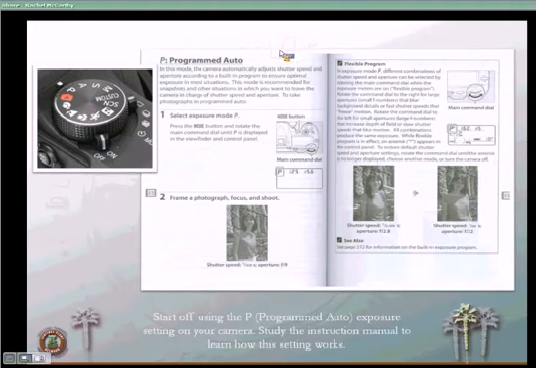What you're going to want to do is, again, go back to your guide and read how your camera handles the programmed auto setting, because it's different on every camera. Some you set with a button, some you set with a dial, some you set in the menu on a touch screen. So just find out how to set it and set your camera for P.